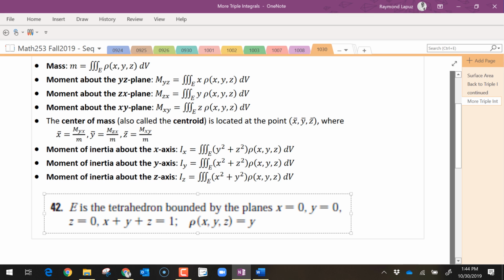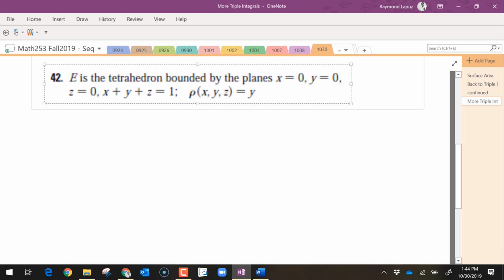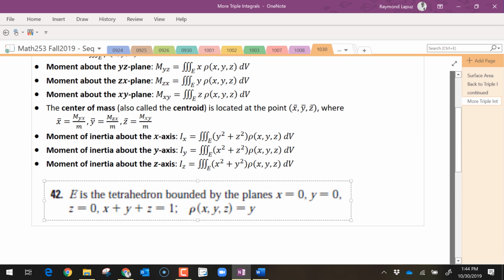Tetrahedron bounded by x equals 0, y equals 0, z equals 0. That's basically the coordinate planes. And then by another plane, x plus y plus z is equal to 1. So that looks like it gets cut off by that plane. And then your rho, your density function, is just a function of y. It's a function of x, y, z technically, but it's equal to y. So as it goes along the y-axis, the density changes, but if it goes along the x or z, it doesn't change.